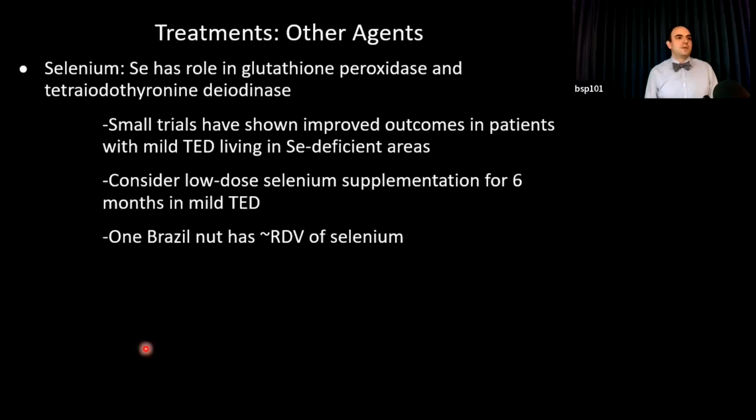And then there's always the debate, and I think endocrinologists get to talk about this a lot, and also my rheumatologist colleagues maybe also, on selenium. And there have been small trials that showed improved outcomes in terms of less eyelid retraction in patients with mild disease taking selenium for 6 months. This was done in selenium deficient or borderline selenium level parts of Europe. The United States is usually selenium sufficient.